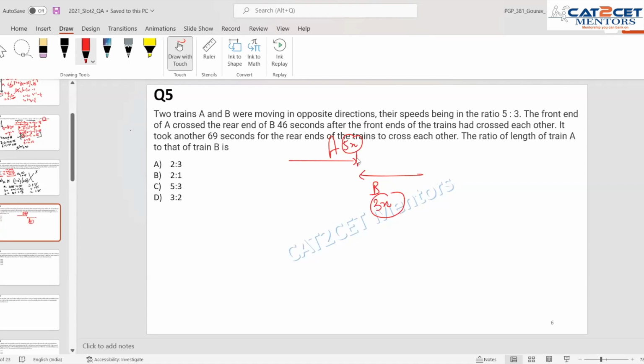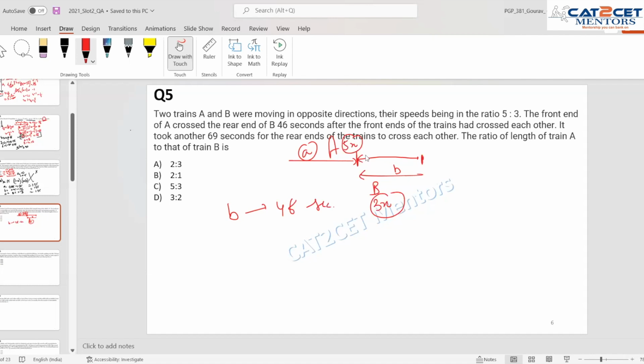So if this is the front end of A and it needs to cross the rear end of B, then how much distance does A have to travel? So let's say length of train B is B and length of train A is A. So to travel distance B, we took a time of 46 seconds.